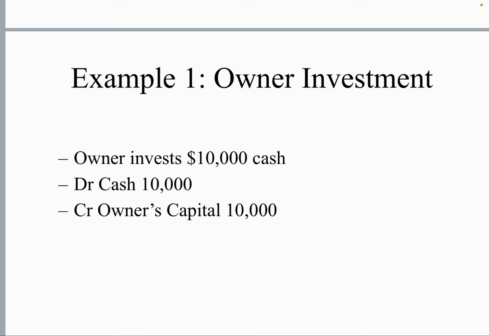Example 1. Owner invests cash. Let's do our first real journal entry. The owner invests 10,000 into the business. What happens? Cash increases, debit. Owner's equity increases, credit. Journal entry. Debit cash, 10,000. Credit owner's capital, 10,000. Nice and simple.